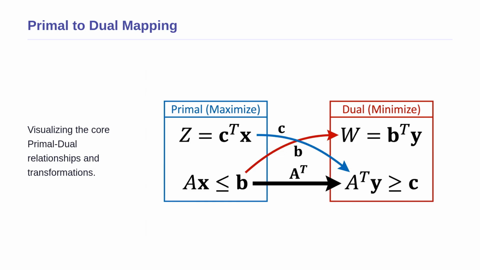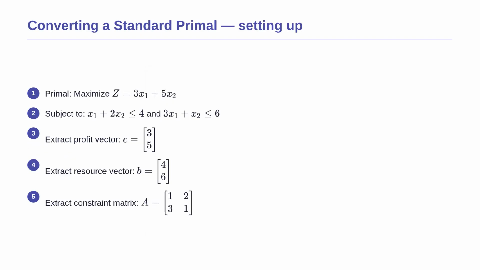Finally, observe how the maximization problem flips into a minimization problem, and the less than or equal to constraints flip into greater than or equal to constraints. This crisscross pattern is the mechanical heart of primal dual relationships. Now that we have seen the mapping rules, let us apply them to a basic numerical example.